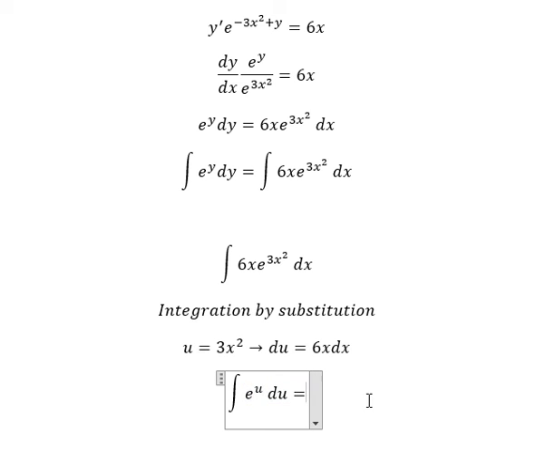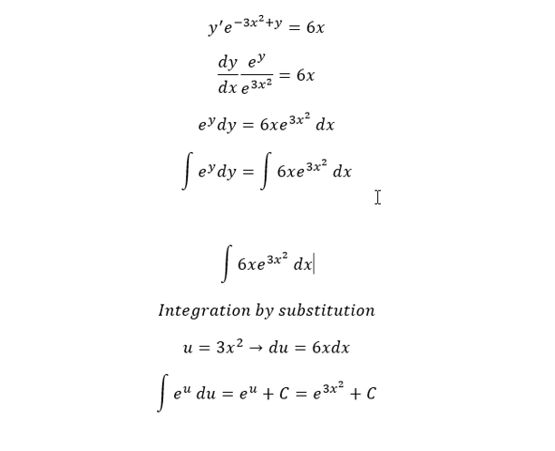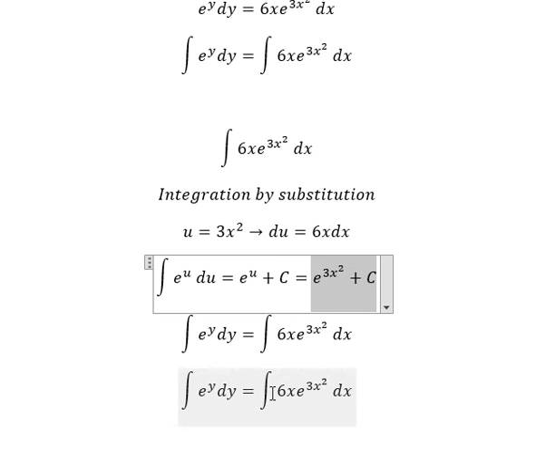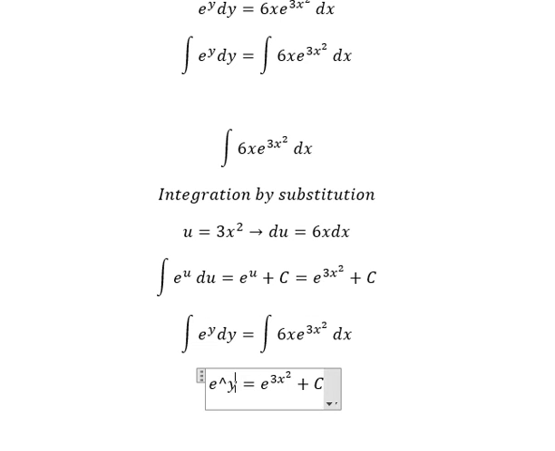The integration of this one gives us e to the power of u plus c. About u, that's 3s squared. This one we change by this one. This one we change to e to the power of y.